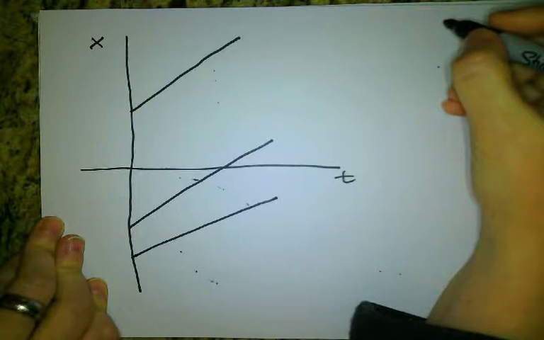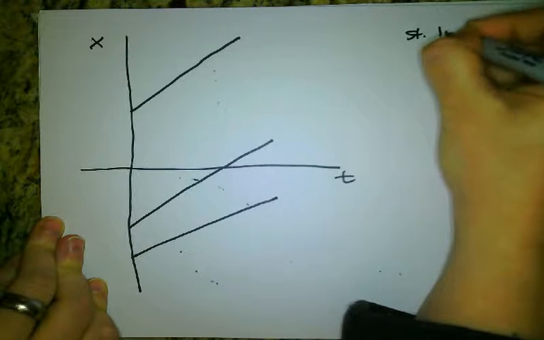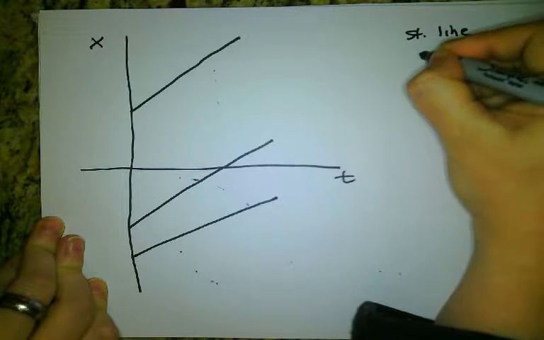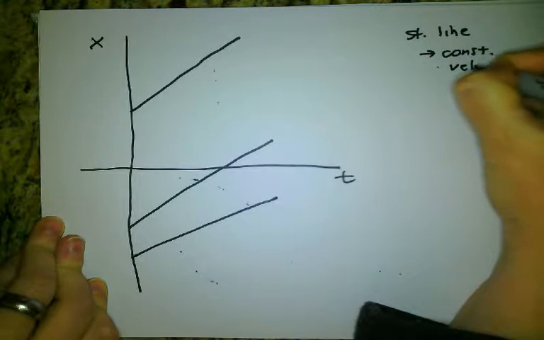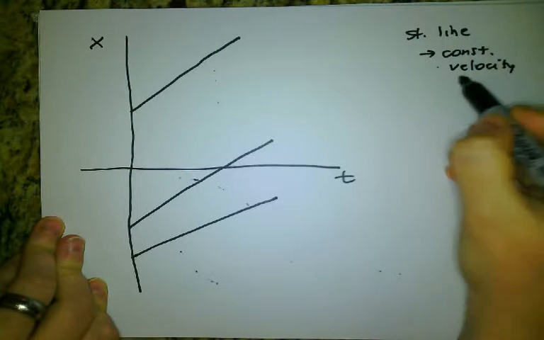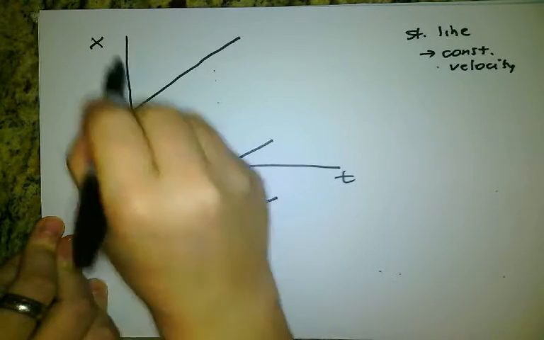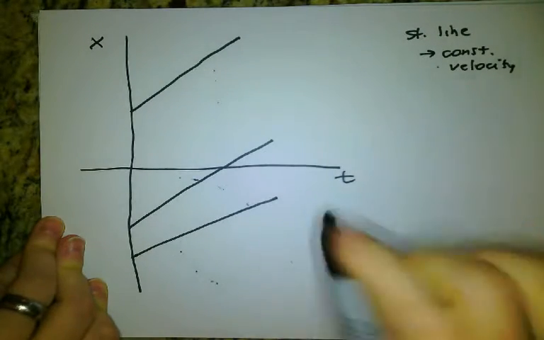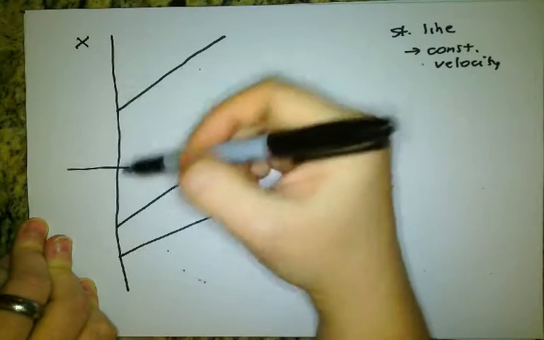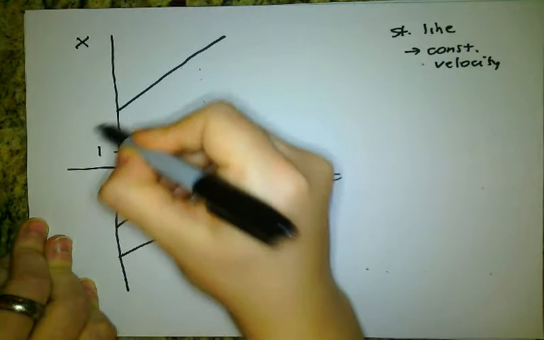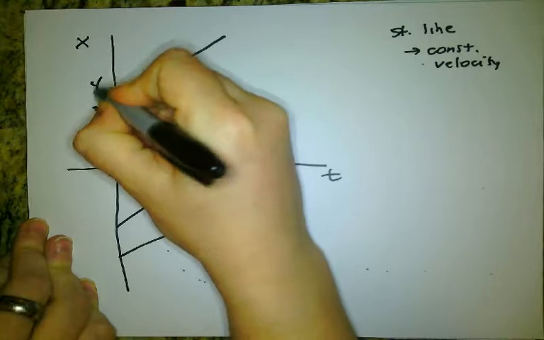So these are straight lines. A straight line means constant velocity on this graph. That means the value of the slope is the speed. And if the position numbers are increasing, the sign of the slope is the direction. So I don't have any numbers here. That may confuse you, so you may want to write some numbers in for yourself.